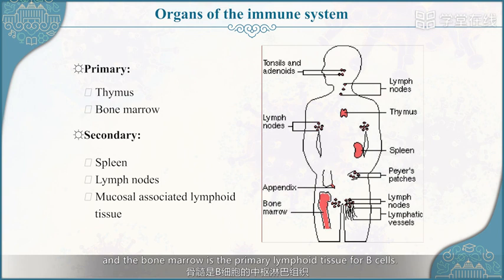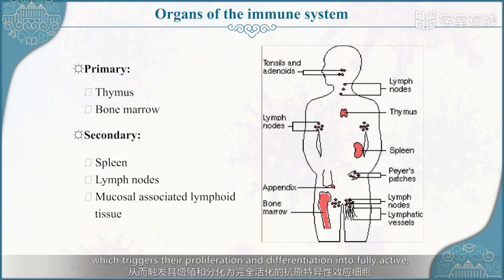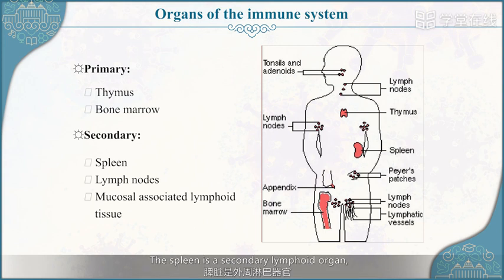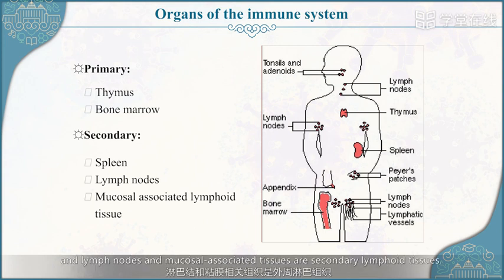The secondary organs and tissues serve as an area where lymphocytes may encounter and bind antigen, which triggers their proliferation and differentiation into fully active, antigen-specific effector cells. The spleen is a secondary lymphoid organ. The lymph nodes and the mucosal-associated tissues are secondary lymphoid tissues.